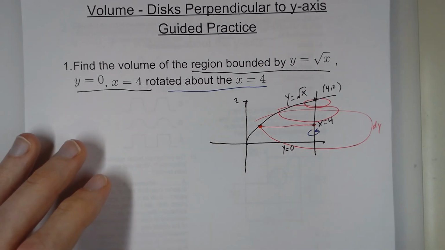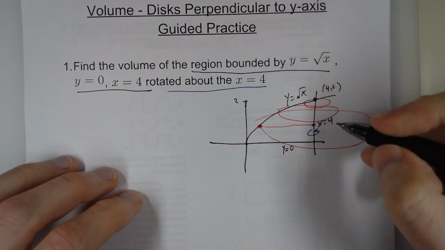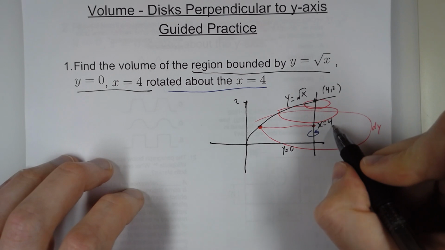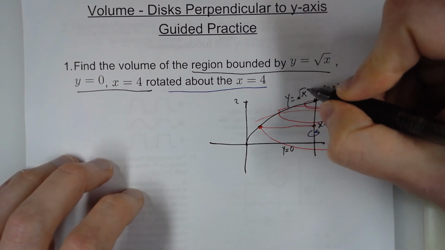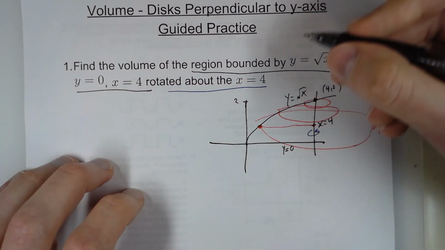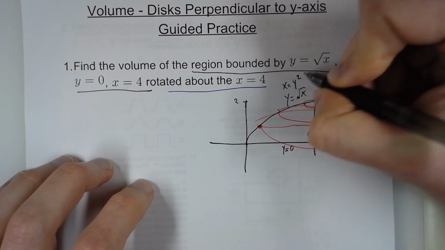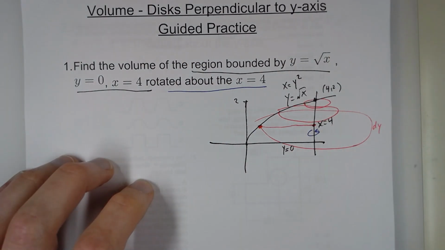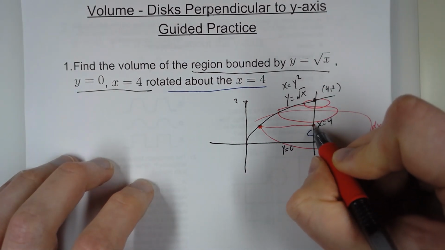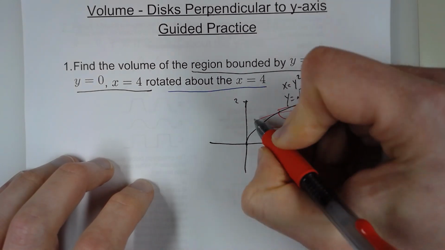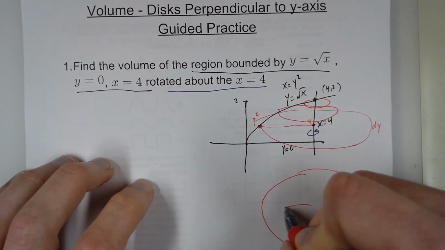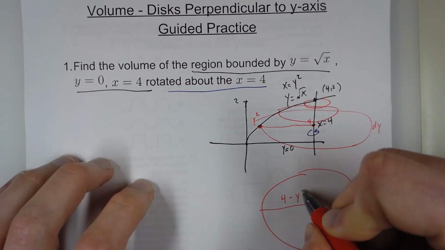Now, since this is in terms of dy, what we have to do is say, all right, get everything in terms of y. So this is good. This is x equals something. But I need to put this in terms of y. That is, I have to get x by itself. So if I get x by itself, I'm going to get x equals y squared. Now that's important because what's this length from here to here? Well, this is 4 and this is y squared. So if I want the length to find the radius, that's going to be 4 minus y squared.